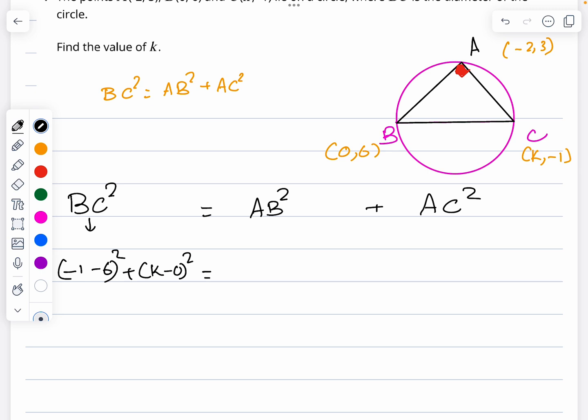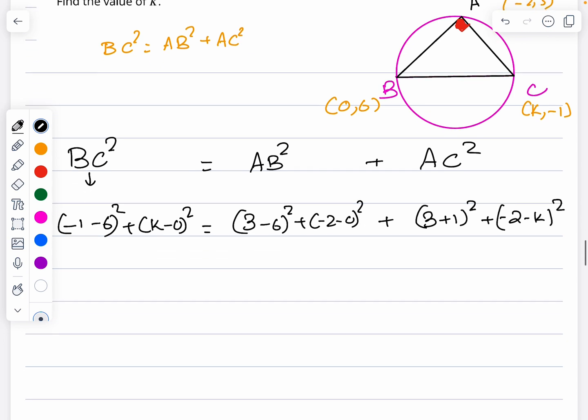Similarly now for AB. 3 minus 6 whole square plus -2 minus 0 whole square. And for AC, 3 minus of -1 plus 1 whole square plus -2 minus k whole square. So now I have to simplify this. -7 whole square plus k square equals to 3 minus 6 is -3 whole square plus -2 whole square, 4 square, and -2 minus k whole square.